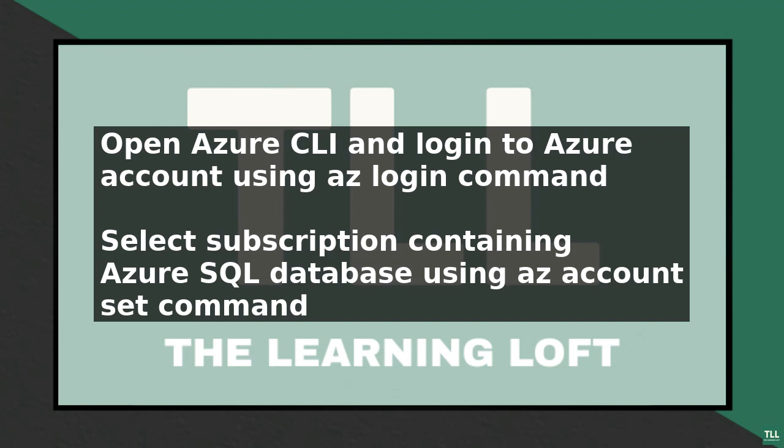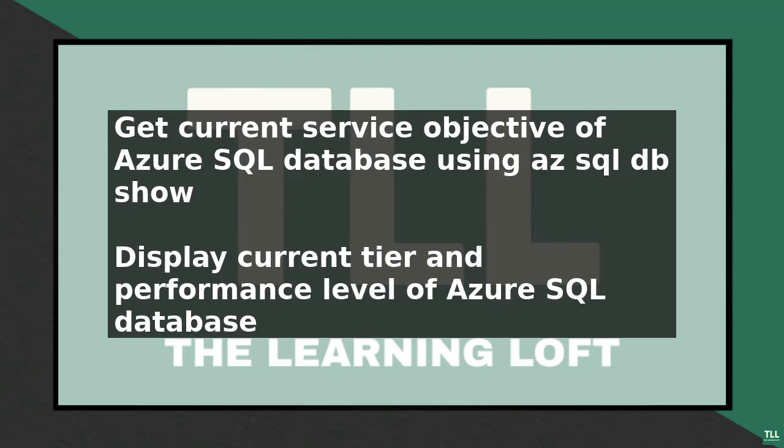Next, select the subscription that contains the Azure SQL database you want to scale up using the command az account set --subscription, replace with the name or ID of your subscription. Now, use the command az sql db show to get the current service objective of your Azure SQL database. This will display the current tier and performance level of your database.